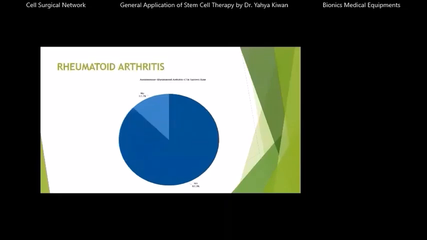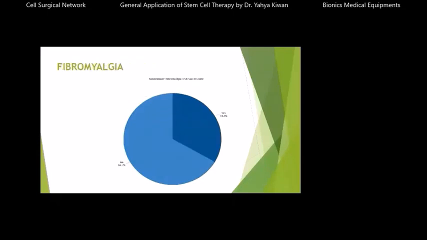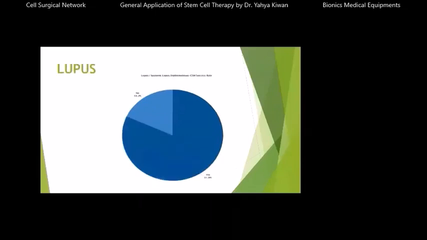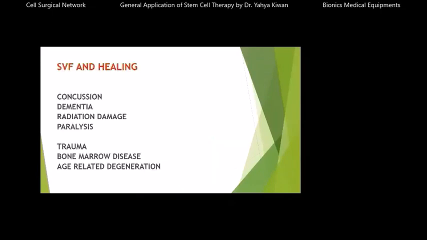Rheumatoid arthritis, success rate 87%. Fibromyalgia, so far the result is not too good, only 33% improvement. Lupus, very good result in lupus, 81%. SVF and healing, this is the SVF can be used in concussion, dementia, radiation damage, paralysis, trauma, bone marrow disease, age-related degeneration.